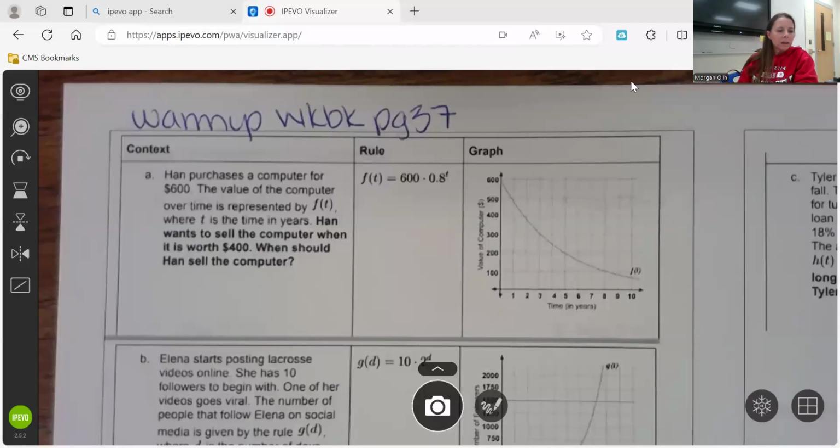Right, this is going to be Unit 5, Lesson 3. We are looking at logarithms as inverses. First off, I have our warm up. If you want to turn to page 37.